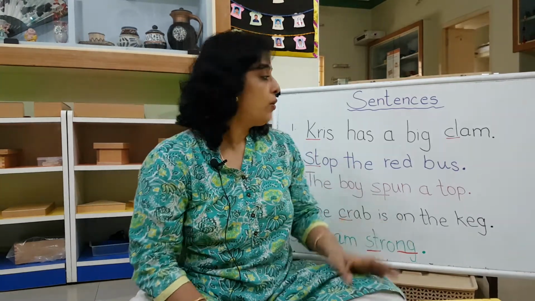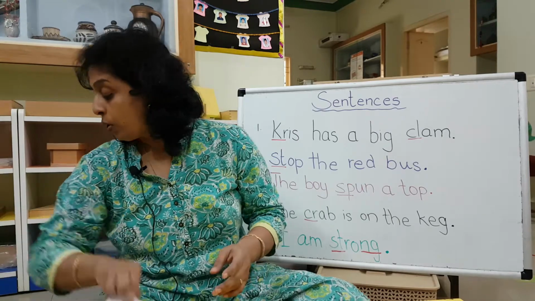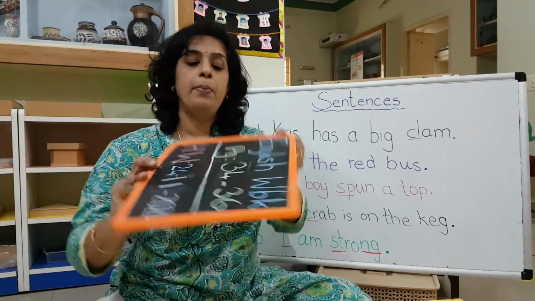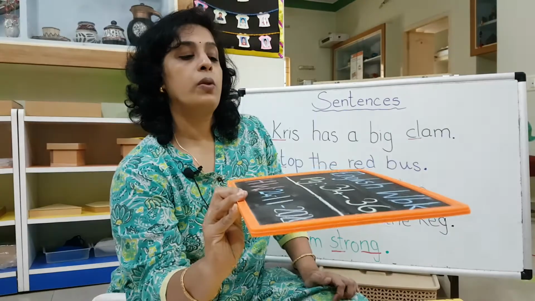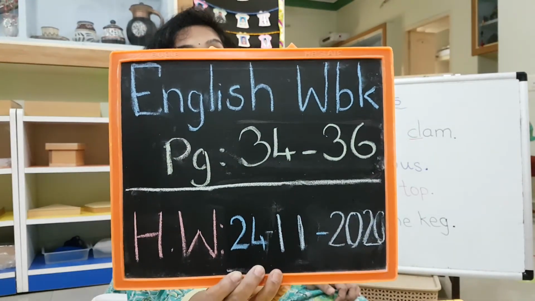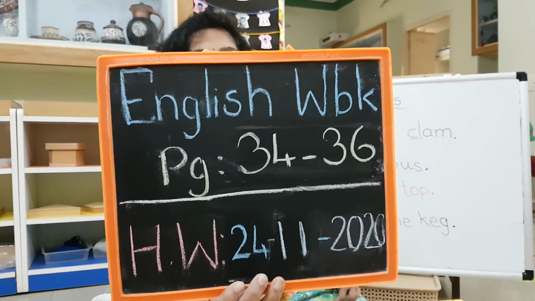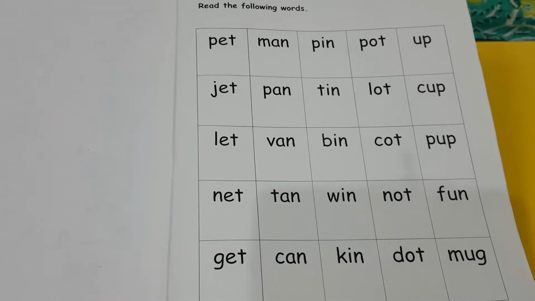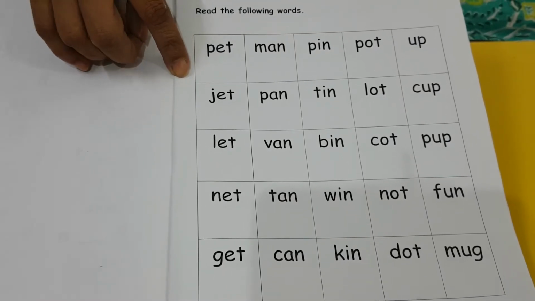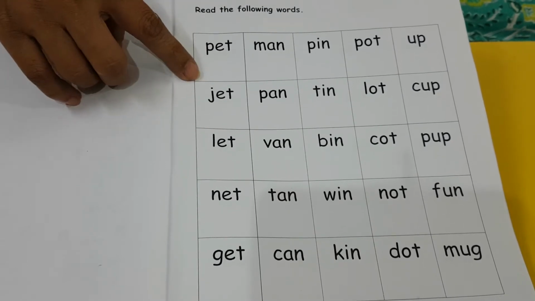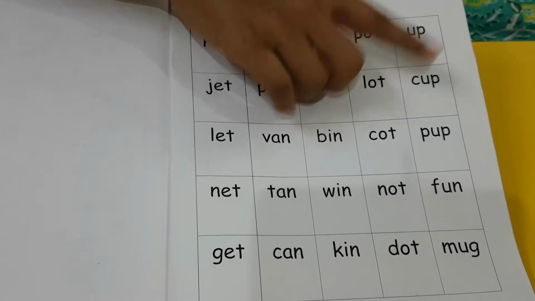Now we'll go into our workbook. In your workbook, I want you to turn to page number 34 and 36. Sorry, 34, 35, 36. So from 34 to 36. Okay. Open those pages. You'll find words like this for 3-letter words. All you can see the vowels in between. A, E, I, O and U.